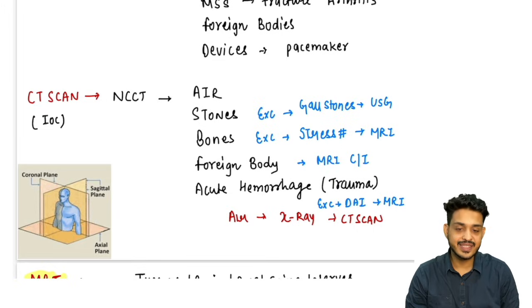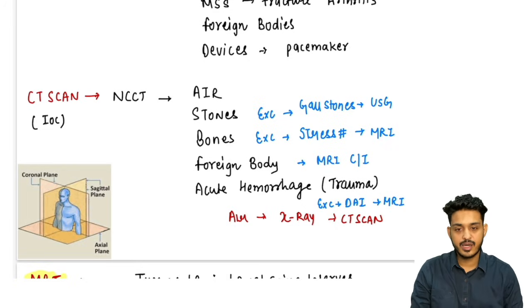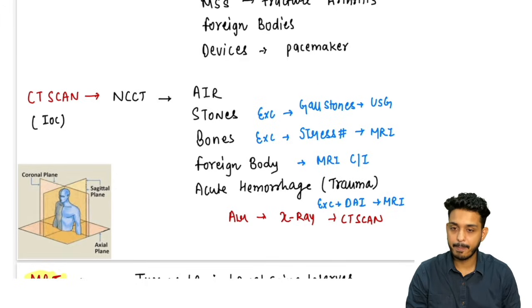Remember, this NCCT is not going to tell you about diffuse axonal injury. For that particular purpose, we have to do MRI, right? You do NCCT, you find nothing in the NCCT, then if you have some focal neurological deficit, some symptoms are definitely there, in that case you will be going for the MRI.